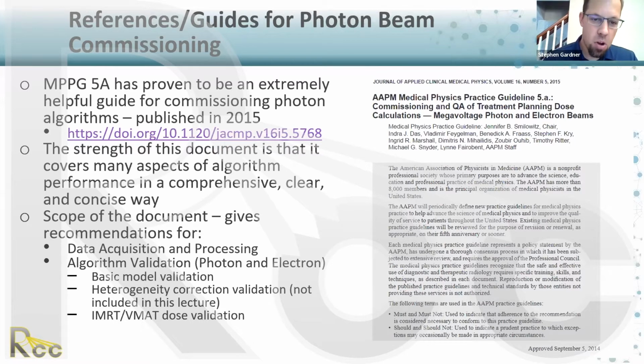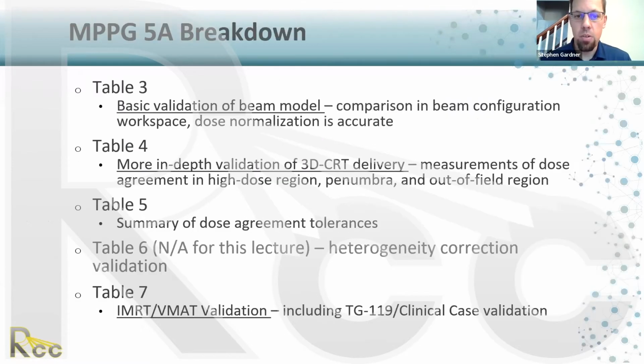To give you an idea of the scope of the document, if you haven't read it yet, it goes over data acquisition and processing, as well as the algorithm validation for both photon and electron beams. So going from basic model validation, heterogeneity correction validation, which we're not going to include in this lecture, is in this document, and then also IMRT VMAT dose validation. So I'm going to go over in a little bit more depth some of the items within this document. It really does a nice job of laying out what we need to do to validate an algorithm.